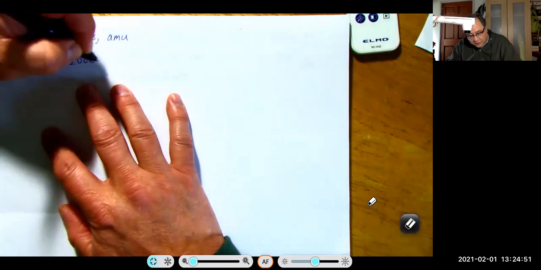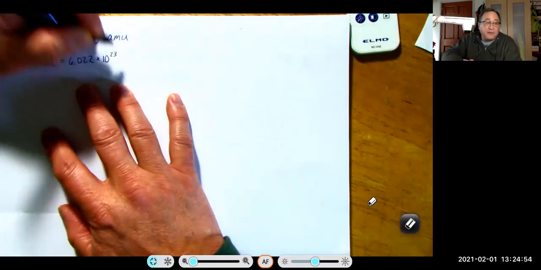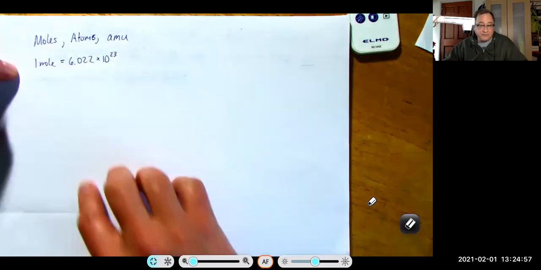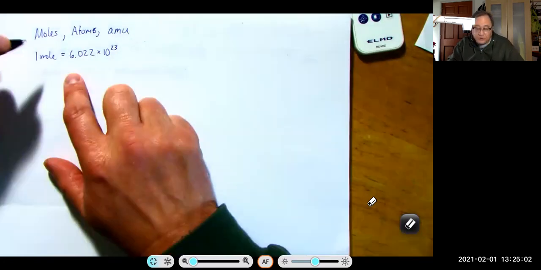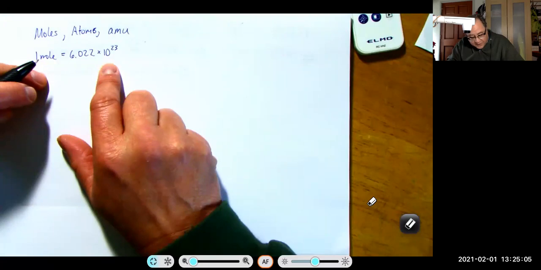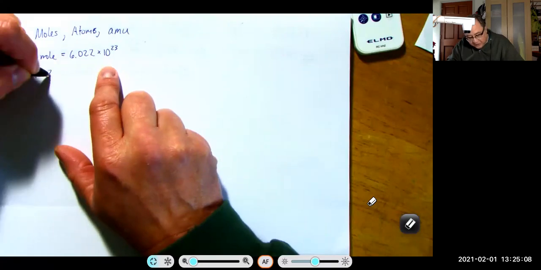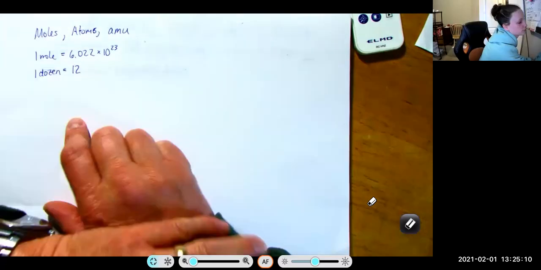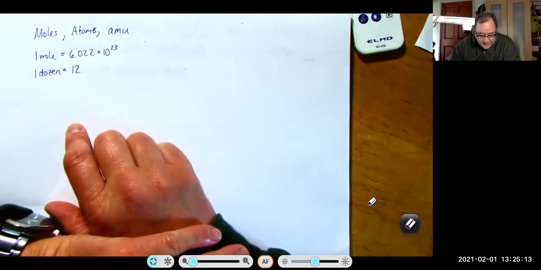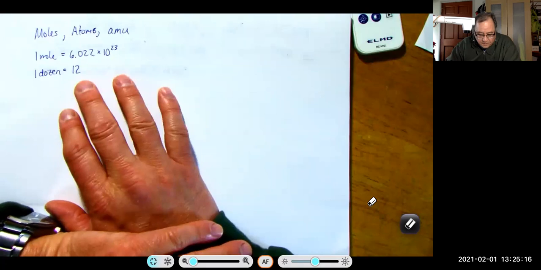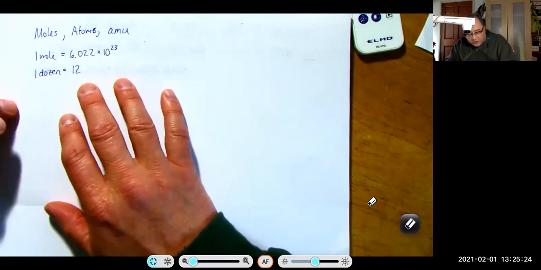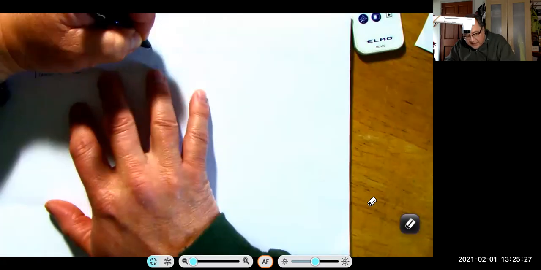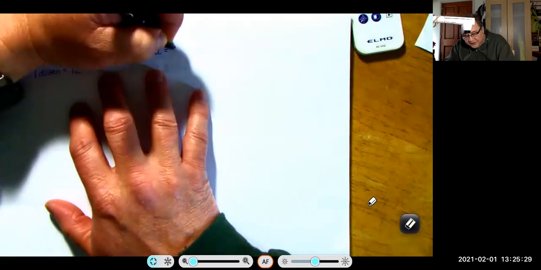So here's some things to understand: 1 mole is 6.022 times 10 to the 23rd. And I ask Chem 1A students to memorize this to 4 significant figures. This 1 mole being equal to 6.022 times 10 to the 23rd is like saying 1 dozen is equal to 12. In other words, this doesn't have any unit like grams or anything like that to it. It's an amount.